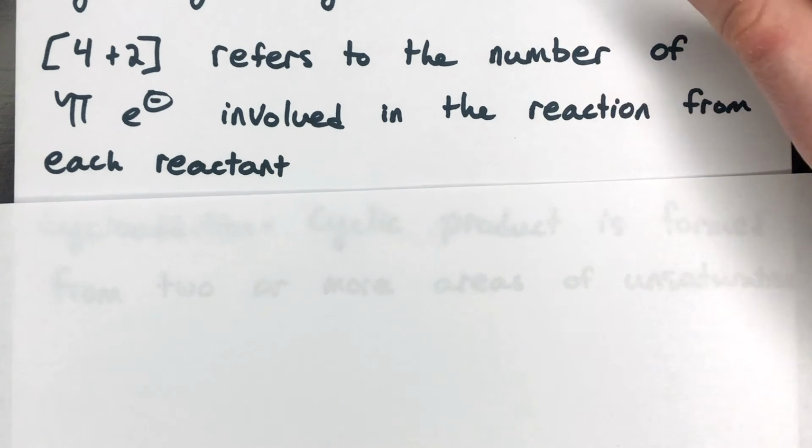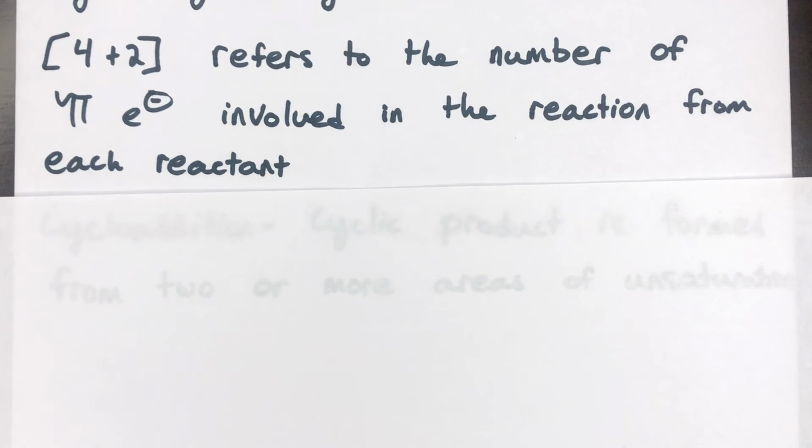So this refers to the number of pi electrons involved in the reaction from each reactant. So 4+2 by definition has two reactants, which are usually two different molecules, but it could be two different regions in the same molecule, where you have 4 electrons that can come from one area, usually one molecule, but it could be a specific area of one molecule that reacts with another area or another molecule that consists of 2 electrons. So this is a bit arbitrary and hard to understand without an example, but we'll get into it.